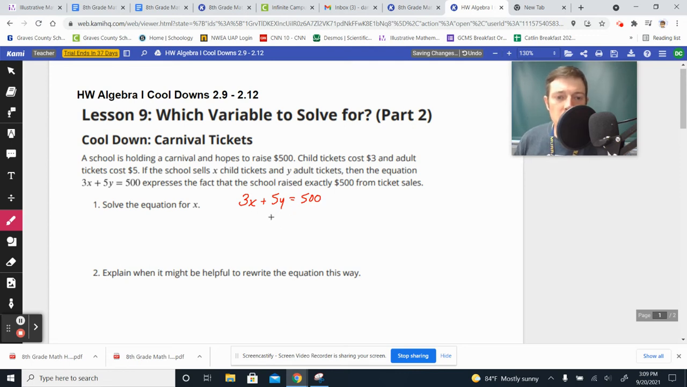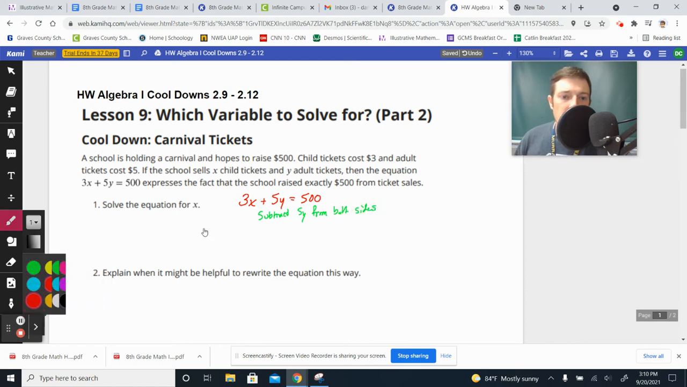So the first thing that we want to do in this type of scenario, and I'm going to write it down, is subtract 5y from both sides. If I subtract 5y from both sides, that is going to take 5y away from this side, leaving me with 3x. And if I subtract 5y from the other side, I just write it down, being subtracted from the other side. So I've got 3x equals 500 minus 5y.